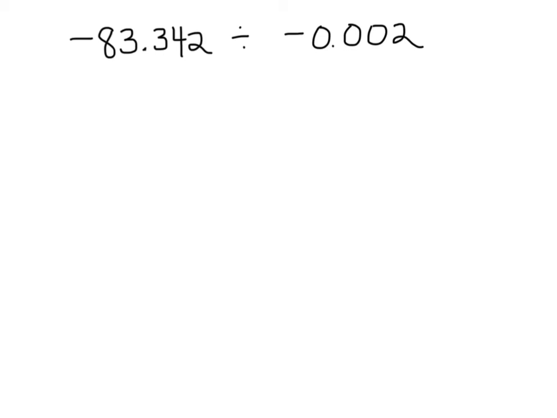So this time I have negative 83.342 divided by negative 0.002. All right, so again, what you want to do is start by drawing out your division problem. And I just want to remind you, don't worry about the negative signs till the end. So don't even put those anywhere in your problem. Just look at that at the very end. So I'm going to fill in 83.342 on the inside. And then it says divided by 0.002.